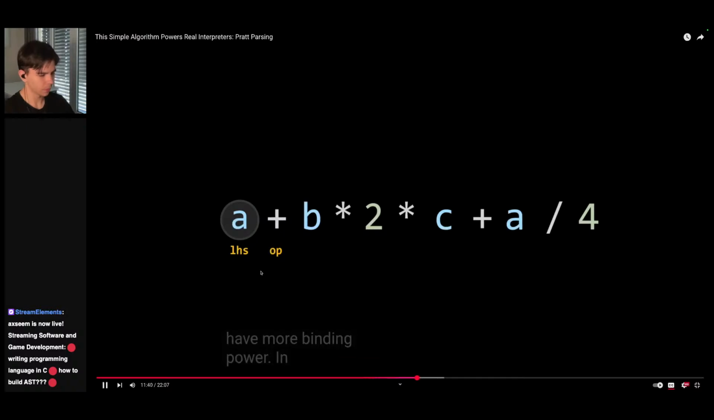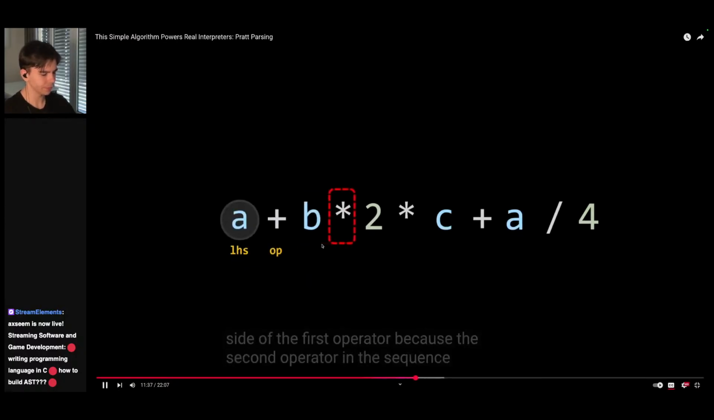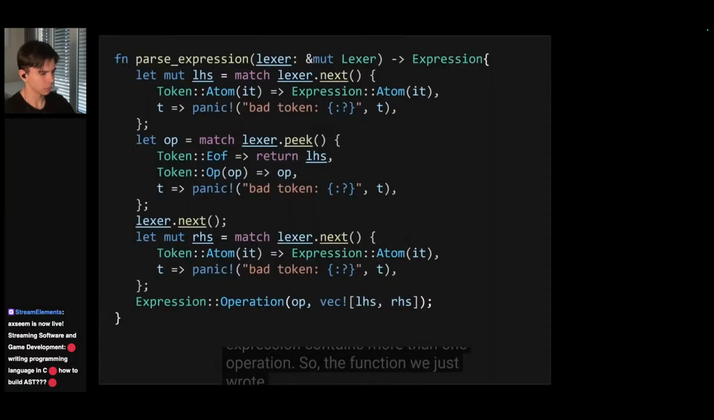In fact, since all of this has to be done sequentially, there's no way to know from the start whether the expression actually is the right-hand side of the first operator, because the second operator in the sequence might have more binding power. There's no way to know whether the expression contains more than one operation. So, the function we just wrote isn't actually very useful.